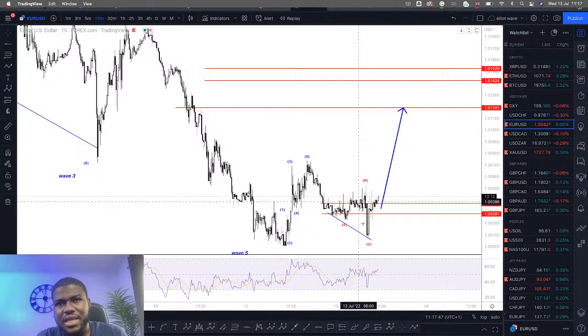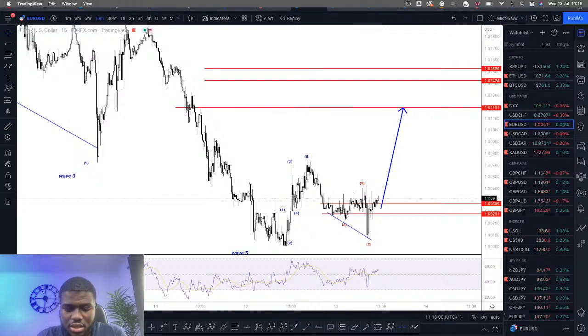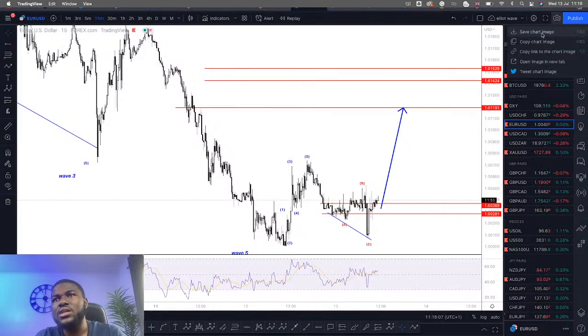So currently we have an ABC correction, and this ABC correction is giving us an opportunity for another buy. So let me quickly share this buy opportunity with those on my Telegram channel so that they can take advantage of this opportunity. Let me take the screenshot, save chart image.